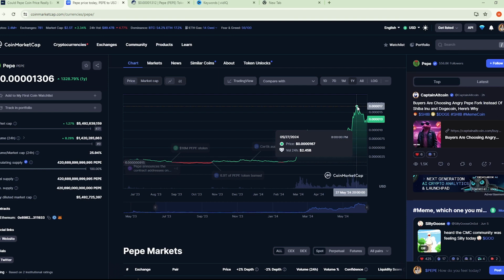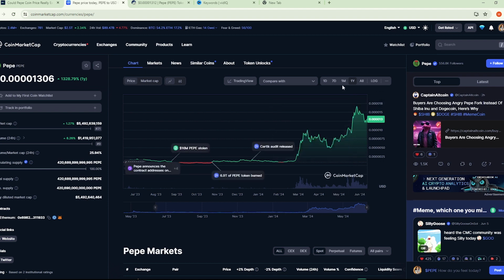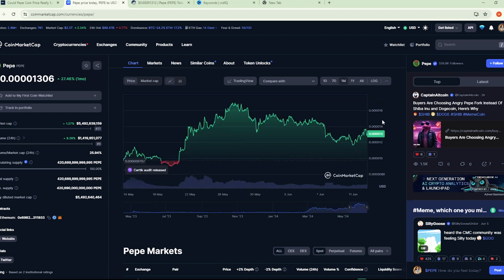This is no FUD at all. In fact, I welcome this correction for a couple of reasons. The first one being that it's going to be a much better entry point for anybody new who wants to get into Pepe coin. And maybe these people have been looking on the sidelines for a nice juicy dip in order to scoop up at a better entry point.